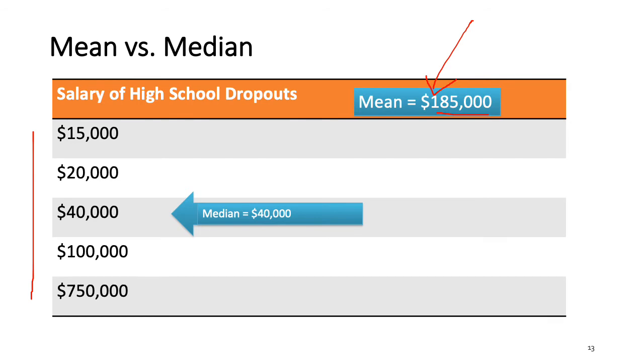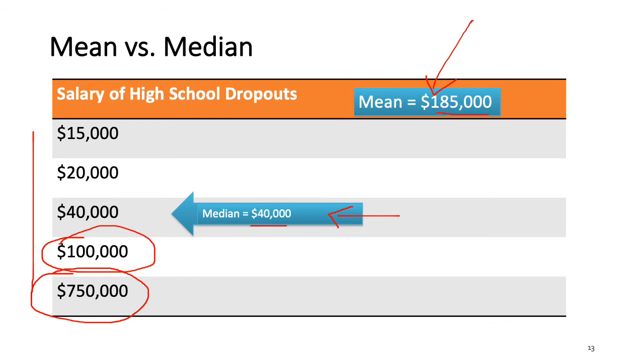Well, this is extremely misleading because this 750,000 and even this 100,000 is pulling that mean away from the center of the distribution. However, if we use the median, we see a different story, because once we sort the data into ascending order, the median tells us that the average salary is 40,000. Now, one little hint is that the word average can actually be used to describe the mean and the median interchangeably, particularly in newspapers and media.